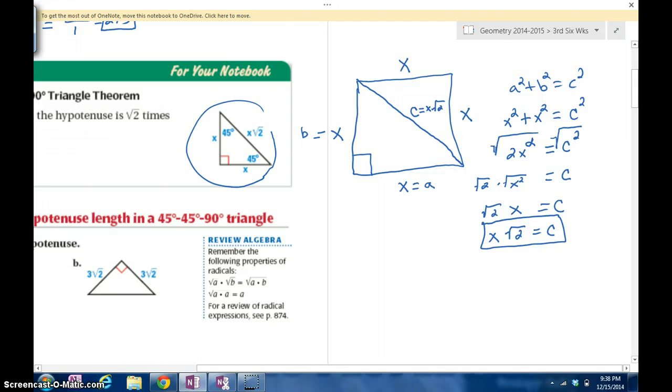That is how we get our rule here. We'll use this as a template for solving triangles that have the angle measures of 45, 45, 90 degrees. They'll always have these patterns where the legs are the same measure and the hypotenuse is square root 2 times bigger than the leg.